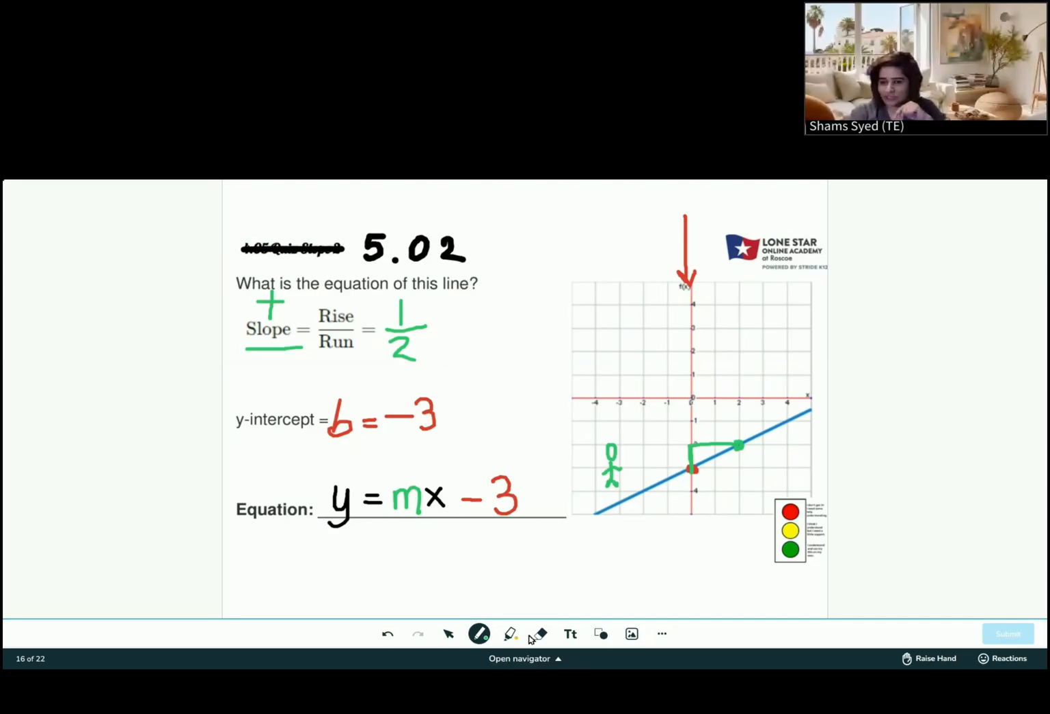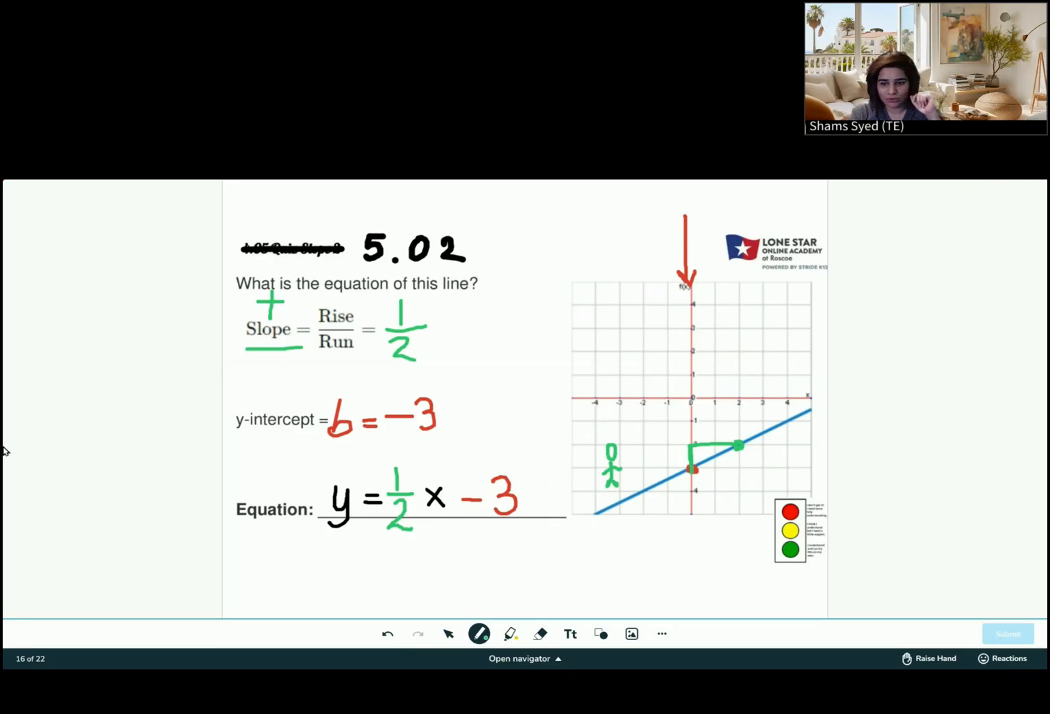We can now replace this m with 1 over 2. Here we are. Y equals 1/2 x minus 3. Armani, notice that I have only one sign between 1/2 x and -3. Only the minus sign. Armani, no plus signs. If it's a negative number, just put -3.